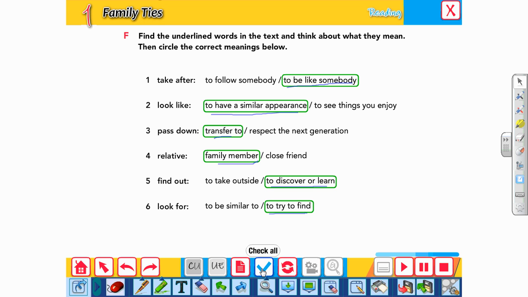Now let's check our answers. It's the same. Now we have finished our lesson. I'm waiting for your questions. I'm going to reply as soon as possible.